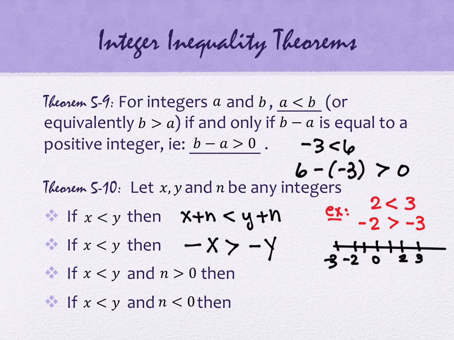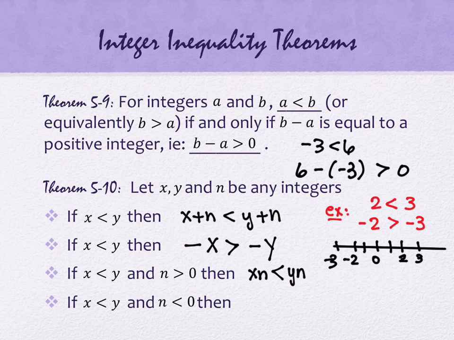The next one says, if x is less than y and n is greater than 0, then if I multiply by n, it will keep the direction of the inequality. Now, this is happening because the n value is positive, right? So if I had 2 less than 3 and I multiply both of them by 2, well, 4 is now less than 6. No problem. Okay, so you multiply by a positive number, the direction of inequality stays the same.